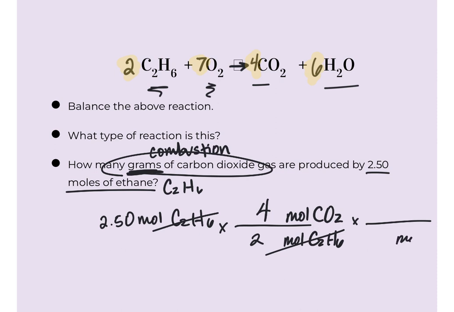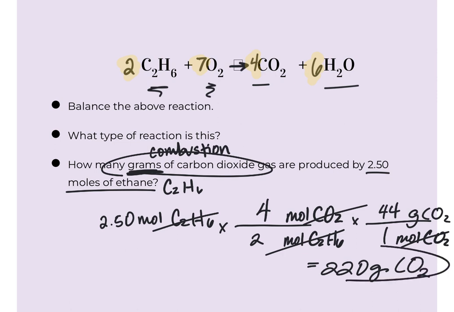So I'm going to convert moles of CO2 into grams of CO2. 1 mole is equivalent to 44 grams. This then is equal, once these all cross out and we multiply everything, 220 grams of CO2. And that's my answer there, okay? We went from moles of CO2 to grams of CO2 at the end because I was being asked for grams. But notice what unit we started with, moles.